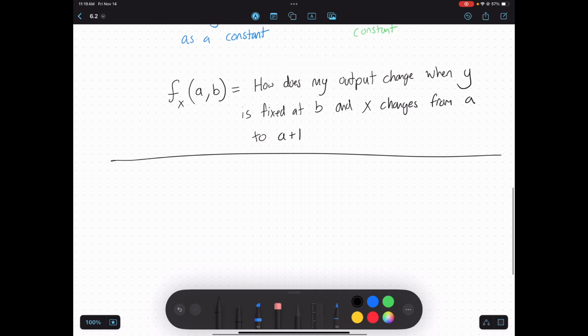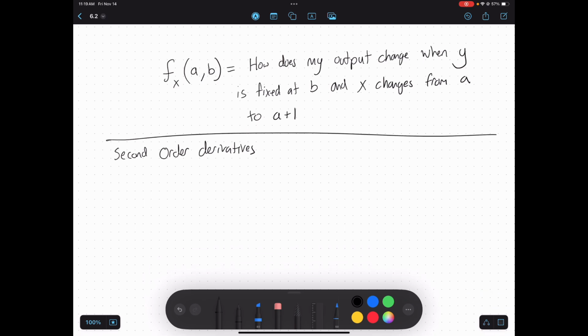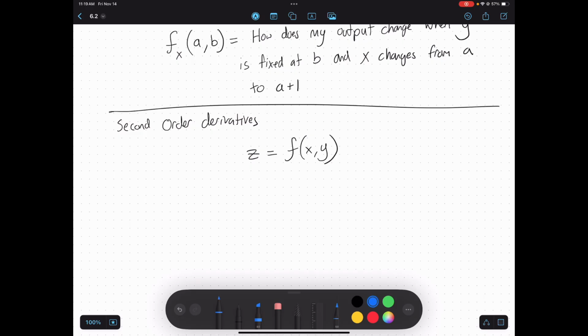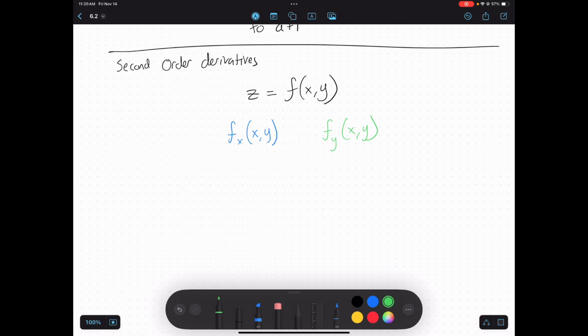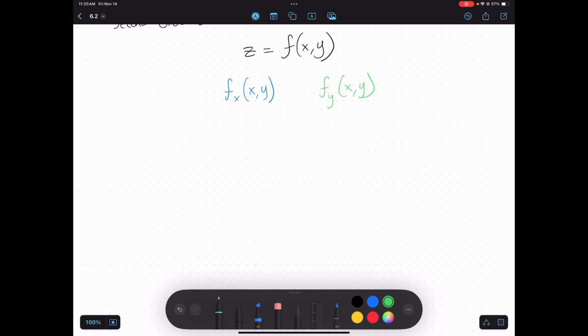But now let's talk about second order derivatives. Remember, a second order derivative is really just taking the derivative of a derivative. But how does that work when I'm working with partial derivatives? Well, notice how if I have a multivariable function with two independent variables, then how many partial derivatives do I have? I have two different partial derivatives, a partial derivative in terms of x and a partial derivative in terms of y. So if I think about taking partial derivatives again, that means I have four different possible second order derivatives.